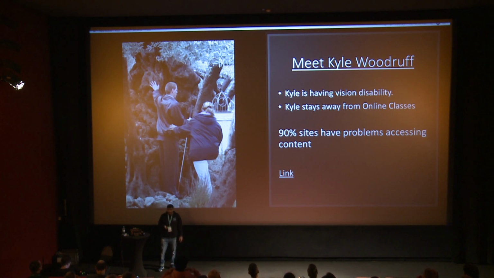Meet Kyle. Kyle is vision disabled, which means Kyle is not able to see anything on the web. He has been vision disabled from birth. Now, Kyle wants to go on the internet to access an online course, but he's not able to do so. So Kyle realizes that he wastes all his energy whenever he goes to the internet to access that course. 90% of the websites are just like that. They are not accessible to people who are vision impaired.